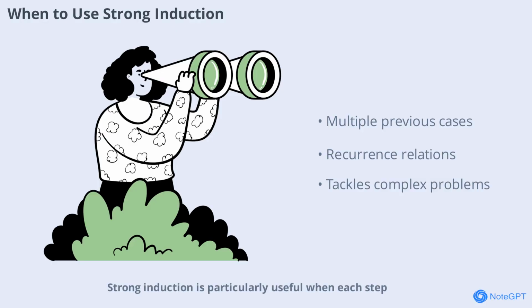Strong induction is particularly useful when each step in the proof depends on multiple previous cases. For example, in proving properties of sequences defined by recurrence relations, strong induction provides the necessary flexibility. It's a powerful extension of the basic principle, allowing us to tackle more intricate problems.